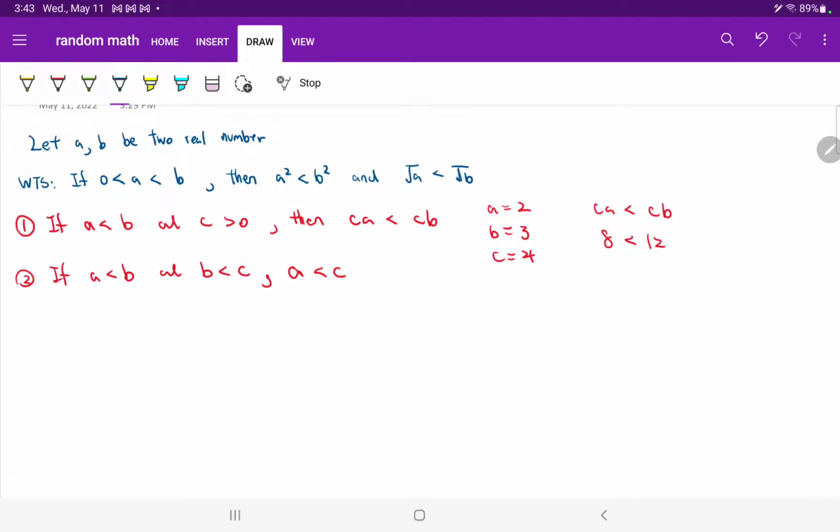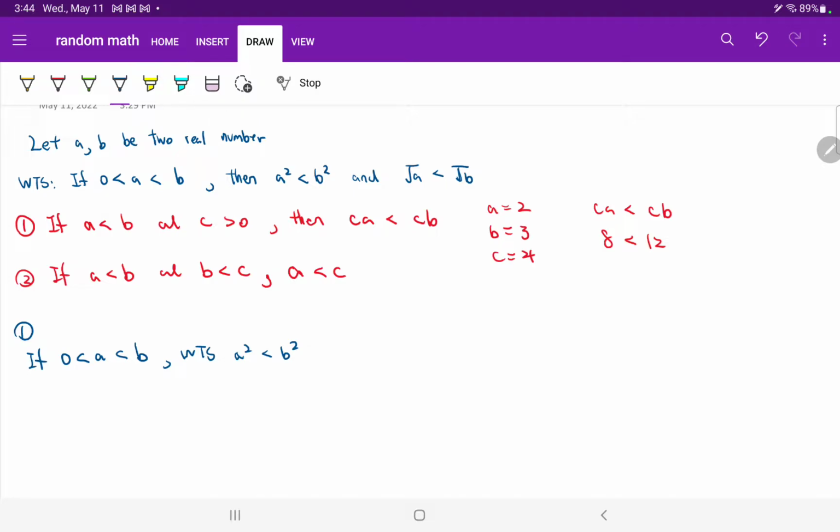Okay, so let's get to the question now. Let's divide this into two parts. In the first part, we show that b squared is bigger than a squared. And in the second part, we show that the square root of b is bigger than the square root of a. In the first part, we're given that a is bigger than 0 and b is bigger than a, and we want to show a squared is smaller than b squared. So how will we do this?